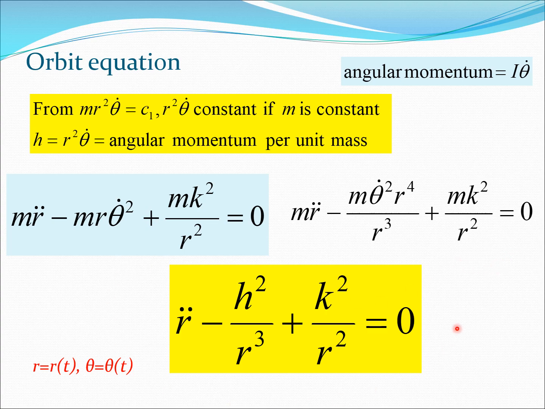So now this is the equation, the orbit equation. r is of course a function of t, theta is a function of t. So this is a differential equation with respect to time. The dot of course represents the derivative with respect to time.